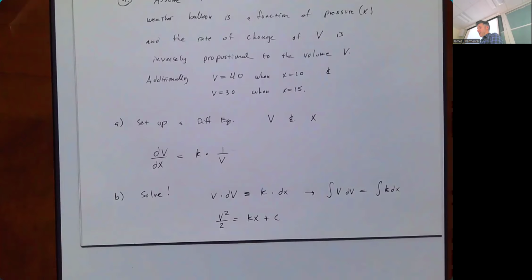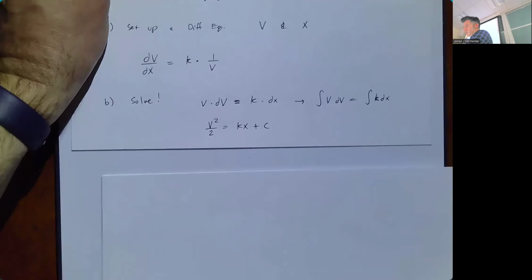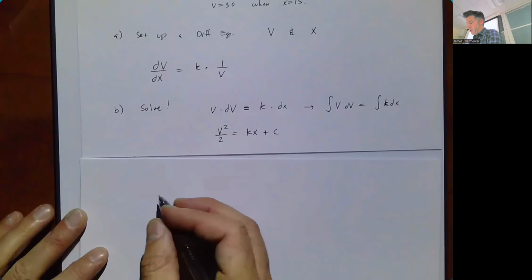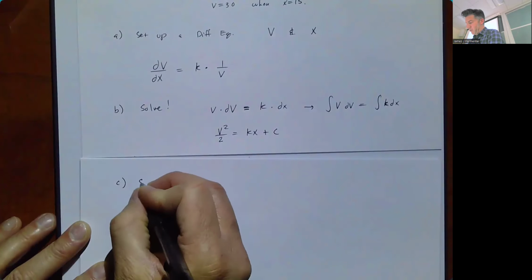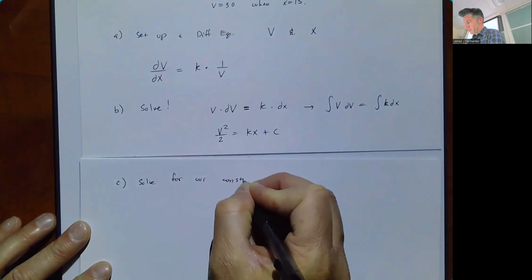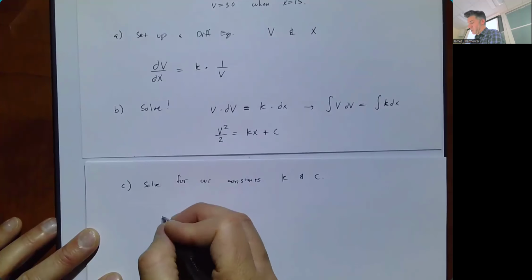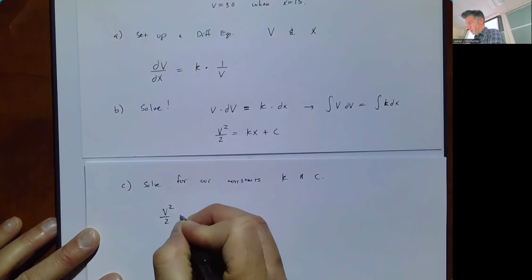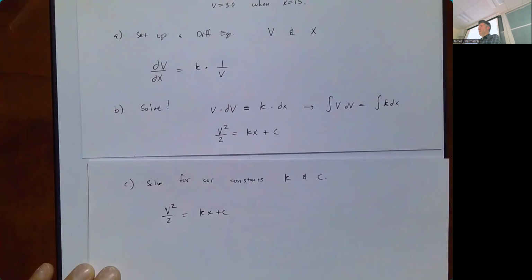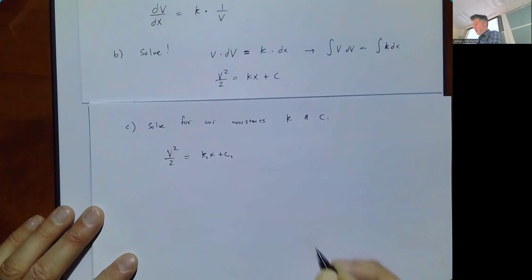And I'm going to try and solve for k and c. So there's our general solution, although I didn't actually solve for v yet, that's fine. But now let's solve for our constants, k and c. So what I would do first, with v squared over 2 equal to kx plus c, is multiply both sides by 2, which isn't going to look like it actually does anything. I'm going to call this k1 and c1 just so we can keep track here.